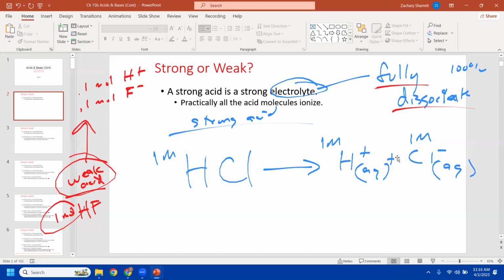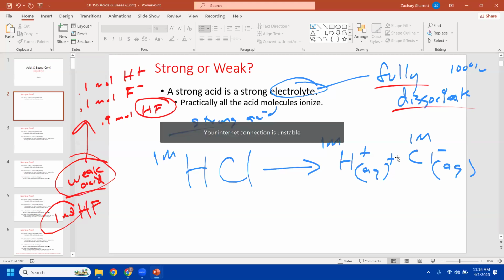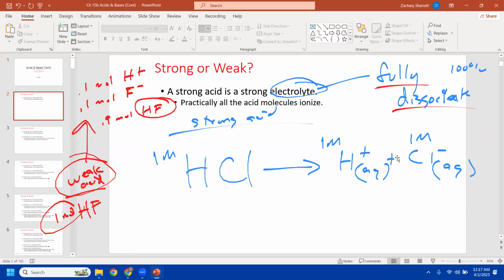Any thoughts? They stay undissociated. They would stay 0.9 moles of HF intact. The big thing is, this is HF, does it have a charge on it? Do we see a positive or a negative on the HF? We do not. So this would be considered a weak electrolyte, meaning that strong electrolytes fully dissociate.